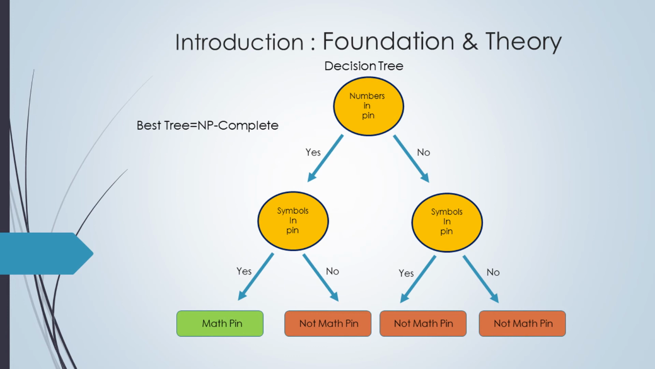The general idea is to pick features that split the data up well. There are a slew of different metrics to do this, so I won't go into them all. Just know that I picked numbers in pins because that does a good job of splitting the pins up, and symbols in pins does a good job of further splitting the pins.